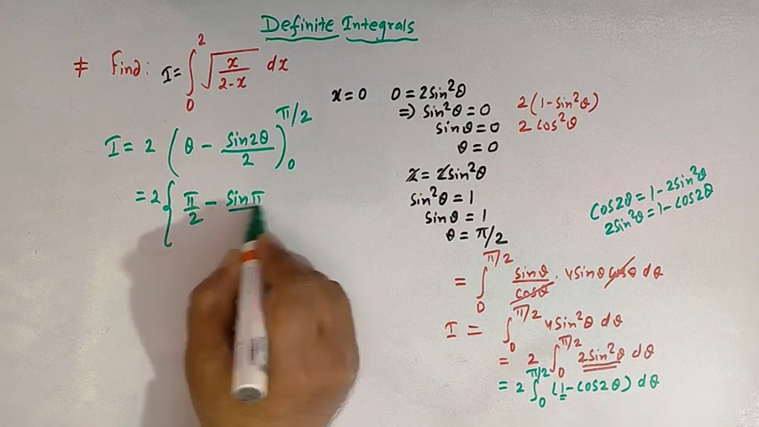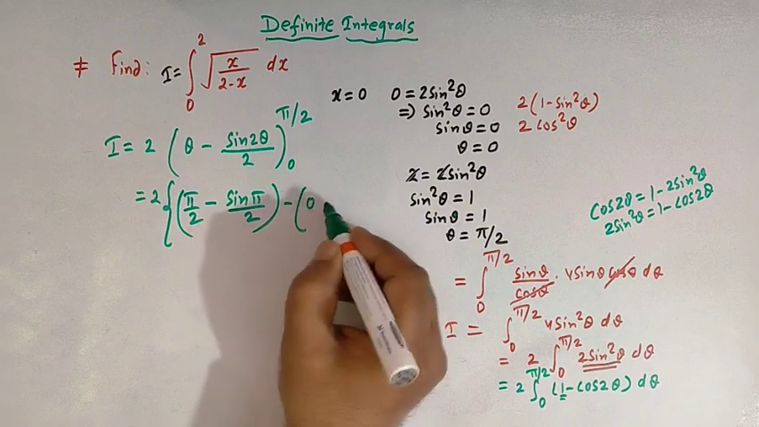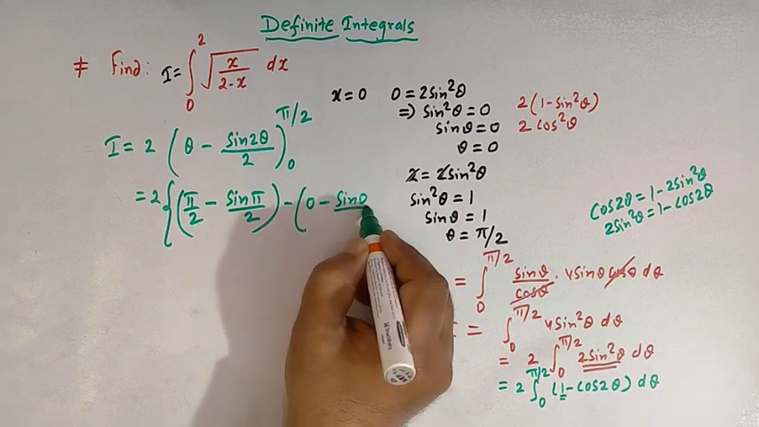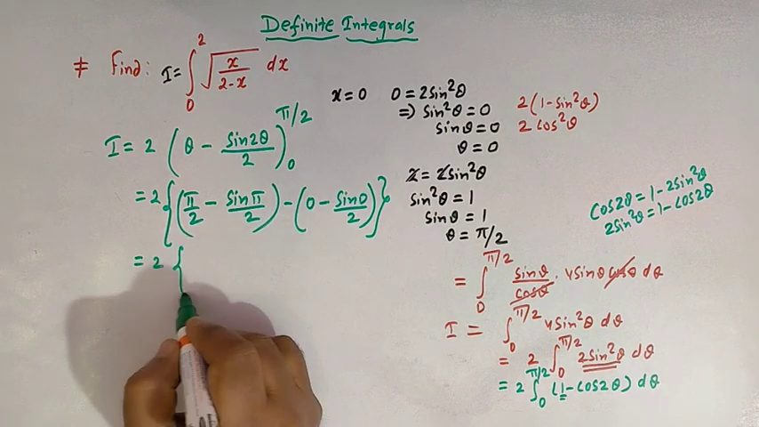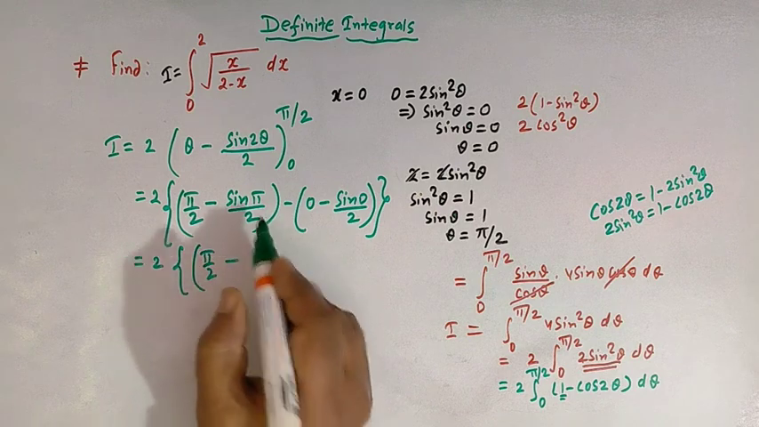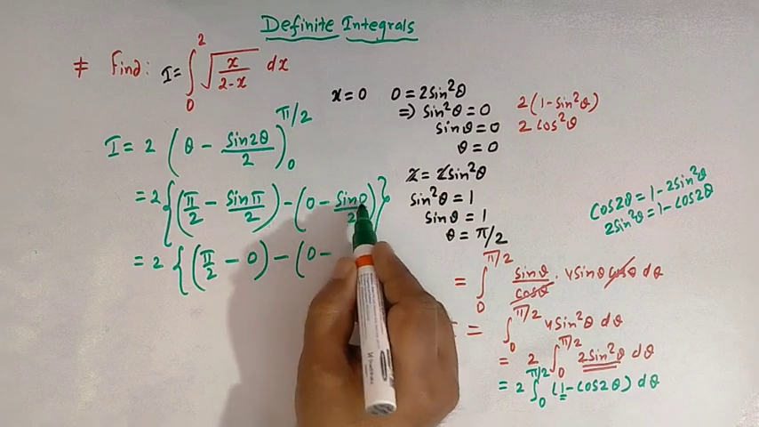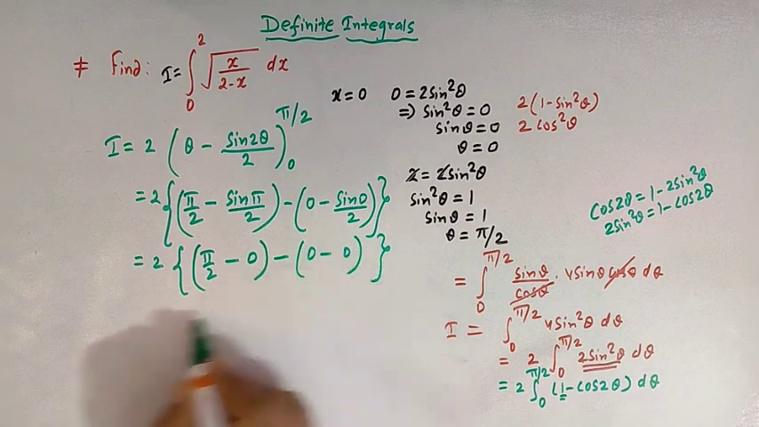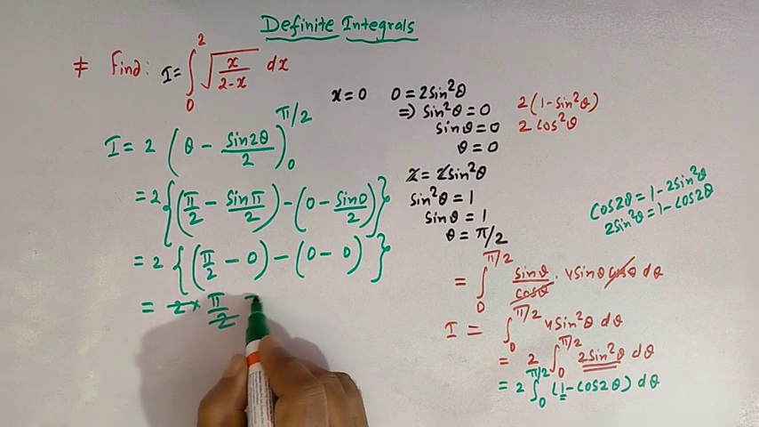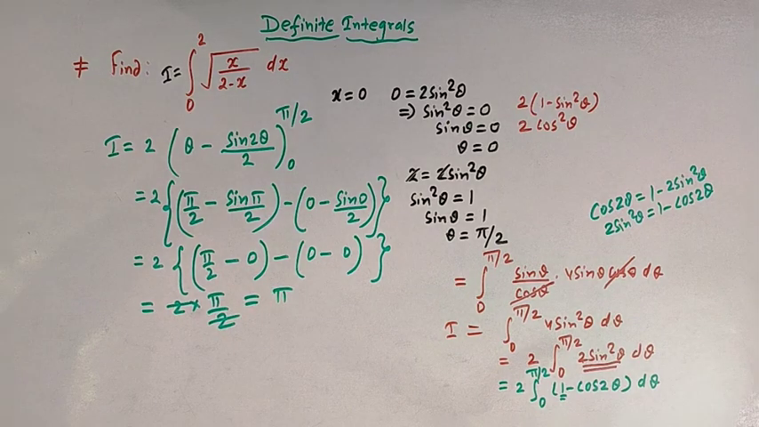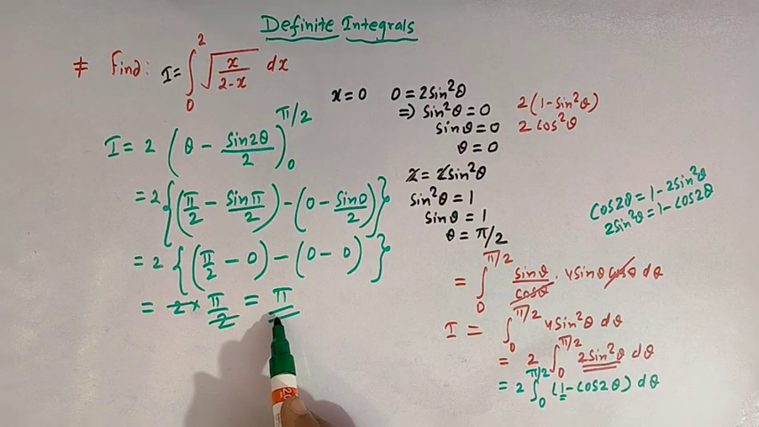So we are left with sine pi over 2. And when we take theta equal to 0, we have 0, and here we have sine 0 over 2. Now this expression becomes pi by 2, and sine pi is 0, so this is 0, and here we have 0 minus sine 0, which is 0. So now we have 2 times pi by 2, so 2 and 2 get cancelled, and we are left with pi. So the value of this integral is equal to pi.